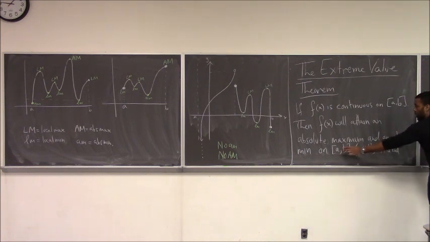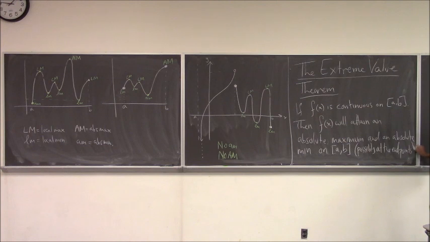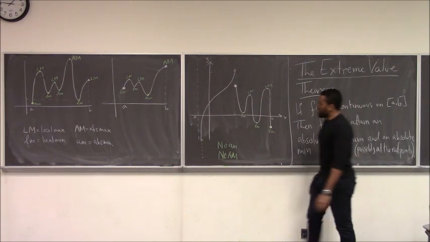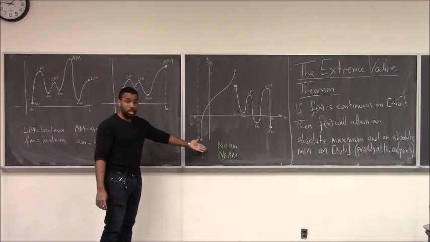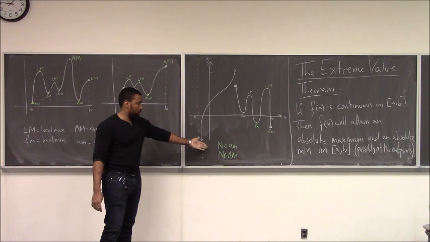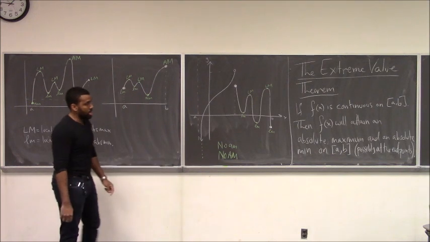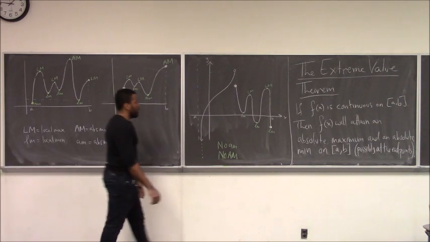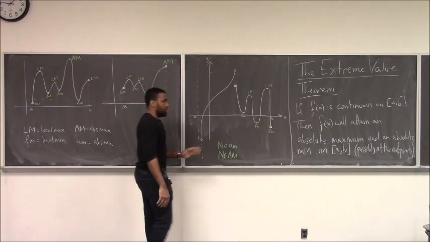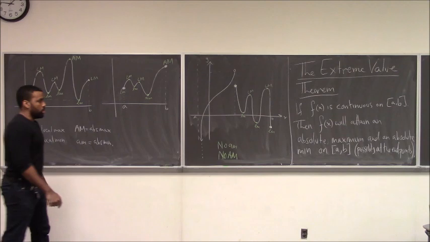So it's somewhere on the closed interval it will attain this. As you can see, we did examples that had neither. For example, this one has neither an absolute minimum or an absolute maximum, and that was because this function is just not continuous on the interval that we were considering. There are breaks, there are gaps in the function on this interval.